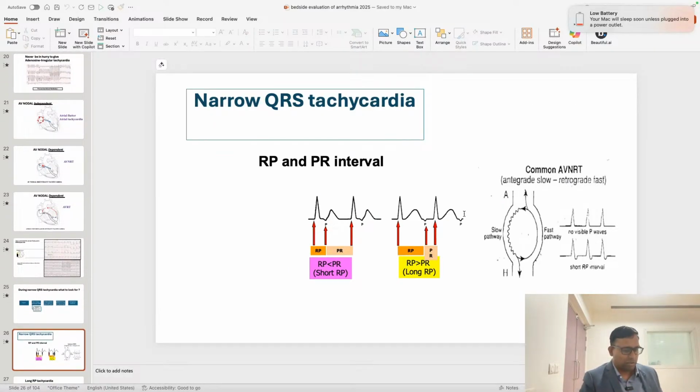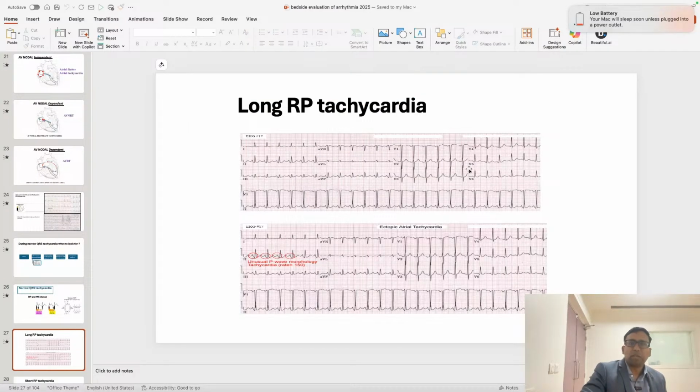So just briefly, I will cover this one. RP, I have already told you how it will be. The further the circuit is from the AV node, the longer the RP will be. Okay, so you can see here.